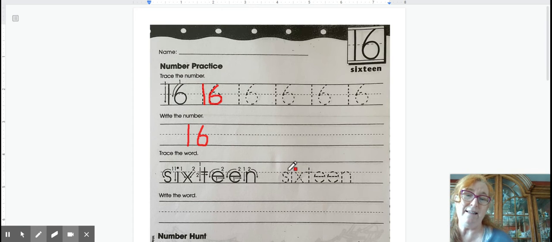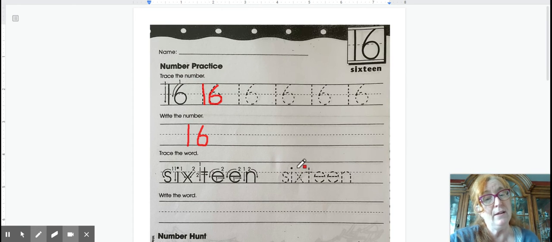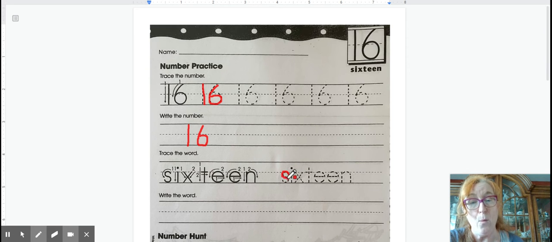16. Let's write 16. Most of the letters in 16 are lowercase letters that fall in the grass. If you notice, 16 has the word 6 in it. S-I-X. 6. You see it right there, 6. And then our 10 word that means 10, which is teen. 16, which means 10 plus 6. And we have T-E-E-N again, teen.